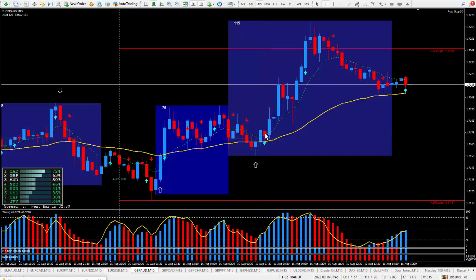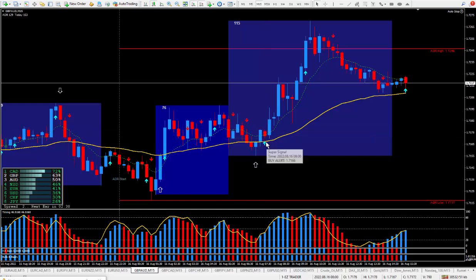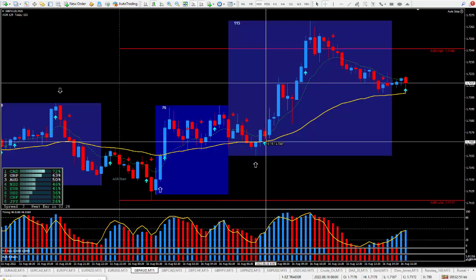Remember this slight pullback right here to the goal line. And then taking a trade. Stop will be about 14 pips. And it did top out with 100 pips.